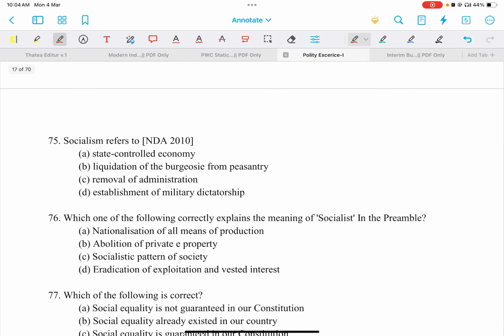Socialism refers to a state-controlled economy, liquidation of the bourgeoisie from the country. A socialist state decides what to produce, how to produce, and how to distribute. Socialism means the state takes over and controls the economy.